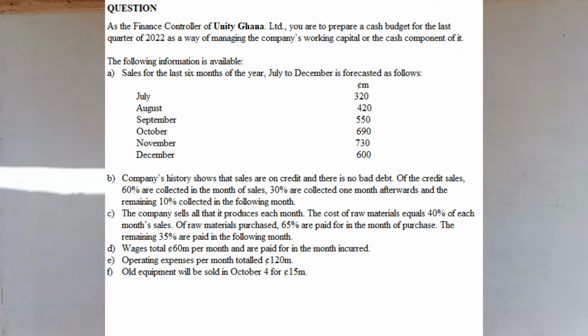Now, the next information, C. The company sells all its products each month. In other words, there are no opening and closing stocks. So let us take note. The cost of raw materials equals 40% of each month's sales. Of raw materials purchased, 65% are paid for in the month of purchase. The remaining 35% are paid in the following month.